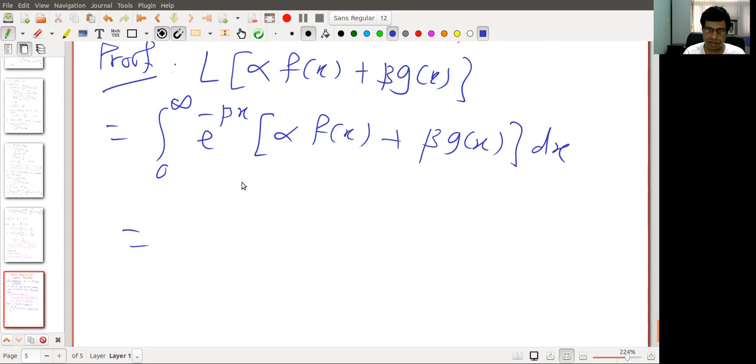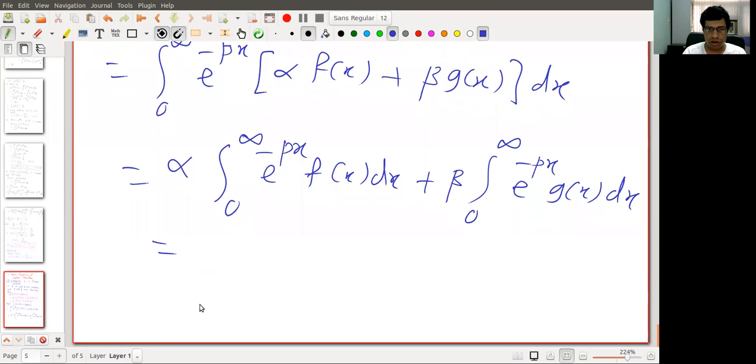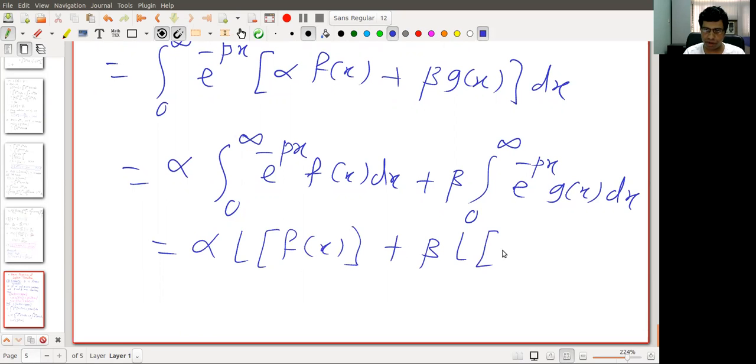That means we can write this as alpha, alpha is constant, so we may write this as alpha into integral 0 to infinity e raised to minus px f of x dx plus beta integral 0 to infinity e raised to minus px g of x dx. And this is nothing but alpha into Laplace transform of f of x plus beta into Laplace transform of g of x, and this proves the result.